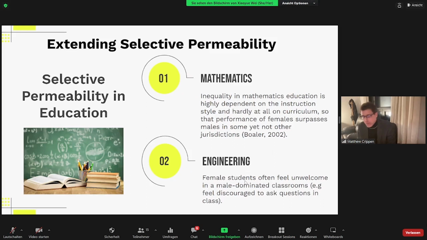The stereotype is that women aren't as good at mathematics, but actually you get equal performance, and you get women exceeding men in certain jurisdictions. And so the issue really doesn't seem to be with curriculum. It seems to be with style of instruction. And in fact, it turns out, and can you switch to the next slide, please?